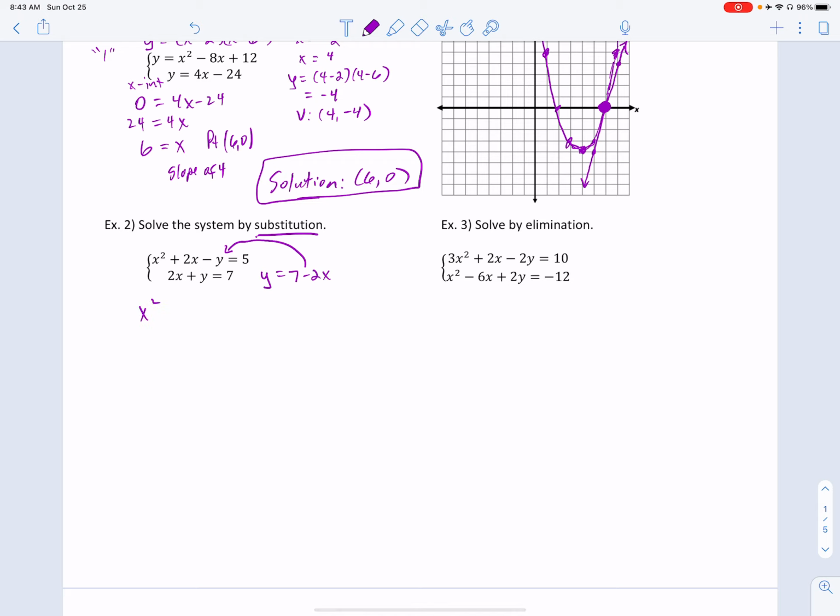And so we have x squared plus 2x minus, now you have to have minus the quantity. That's a place where people will make errors because you have to negate the entire quantity. So what we're trying to find is the set of ordered pairs that satisfy both equations.